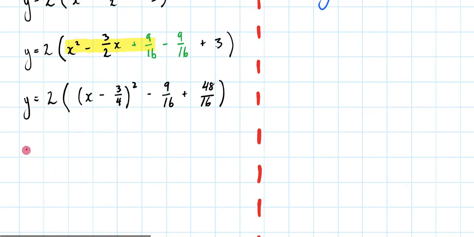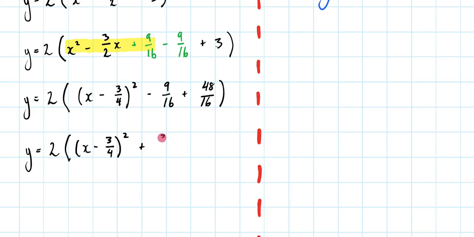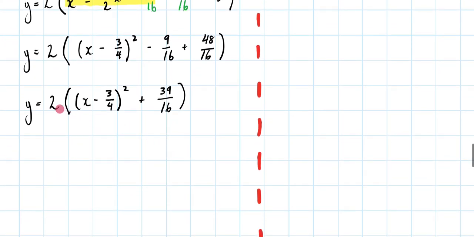So next I'm going to have y equals 2. I'm just going to keep this for the moment and just solve that bit at the end. So make sure you're writing everything down the same. Minus 9 over 16 plus 48 over 16. Well, I'm looking at my numerators. Minus 9 plus 48 is going to be plus 39 over 16. Close my bracket. Now I'm going to bring this 2 inside.